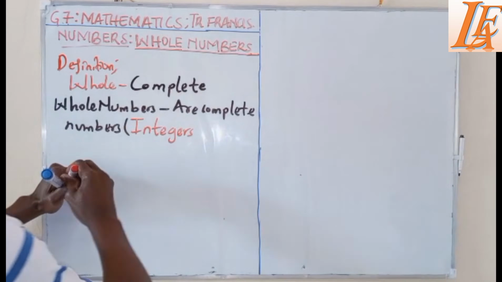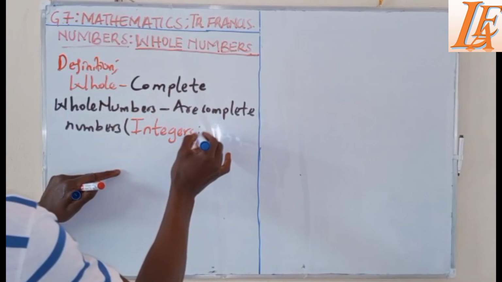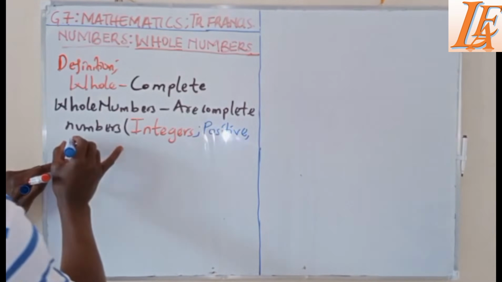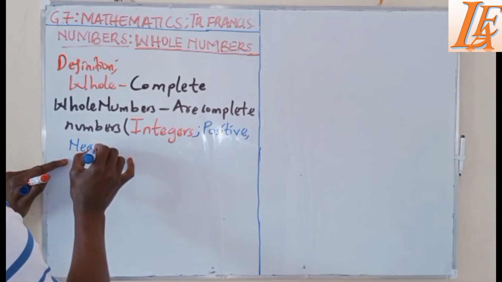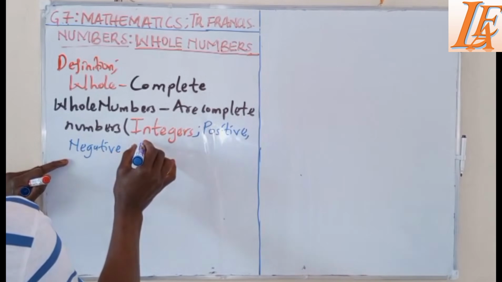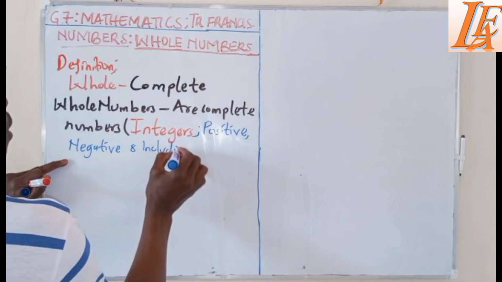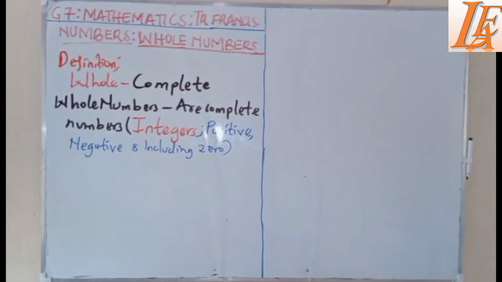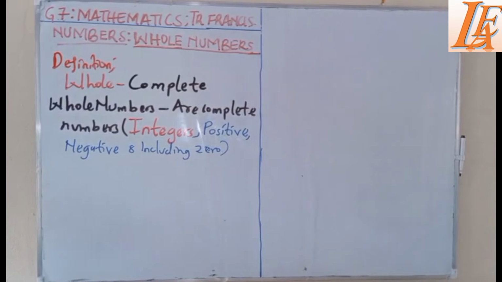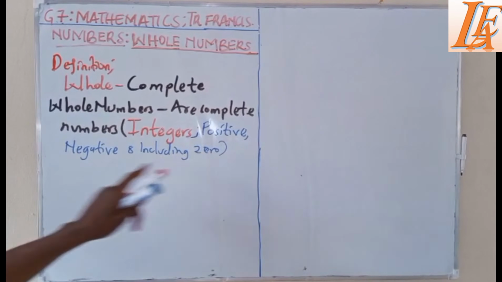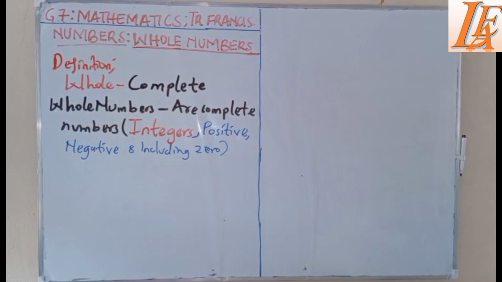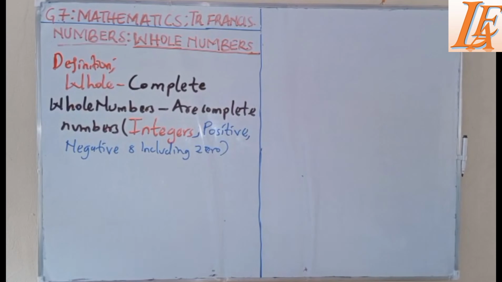And integers are either positive or negative, including zero. So when we talk about whole numbers, we are talking about integers. Either they are positive, negative, or zero. And for the whole numbers, we'll be mainly focusing on the positive integers, which are whole numbers which are positive.